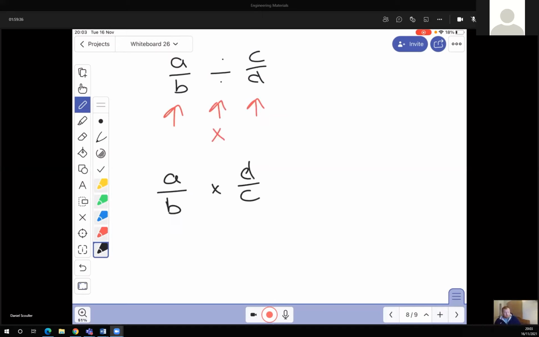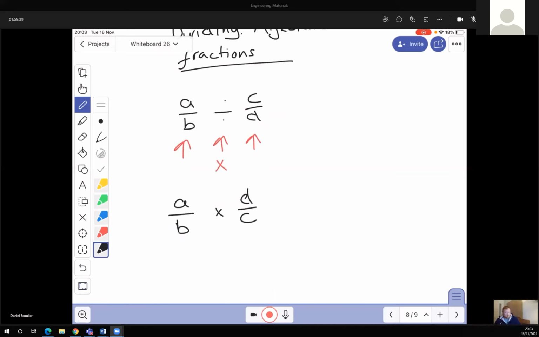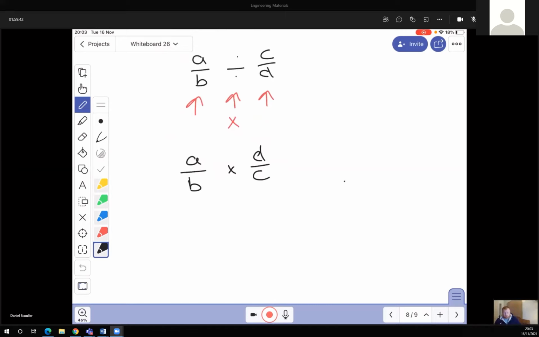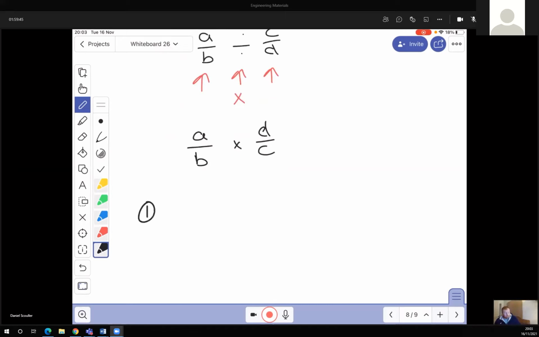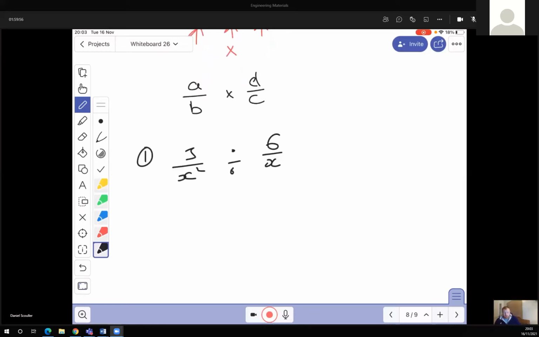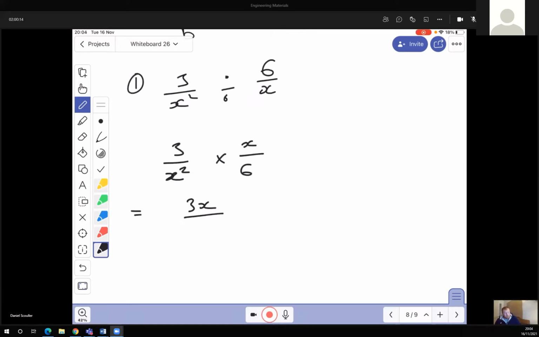Let's put some numbers and letters to that, just so we can see it. If we've got 3x squared divided by 6 over x, we just follow that process. So we keep the first term the same, we change the division to a multiply, then we flip that last term. And then we follow the multiplication process. And then we simplify that down.